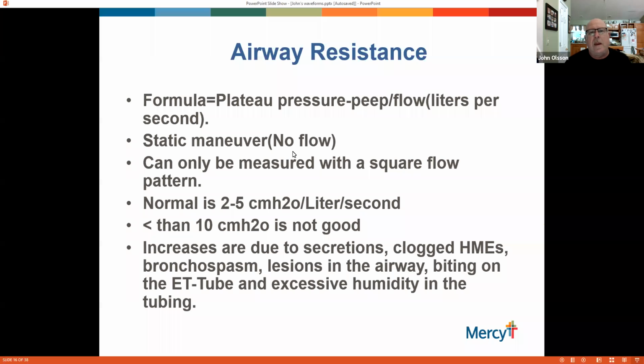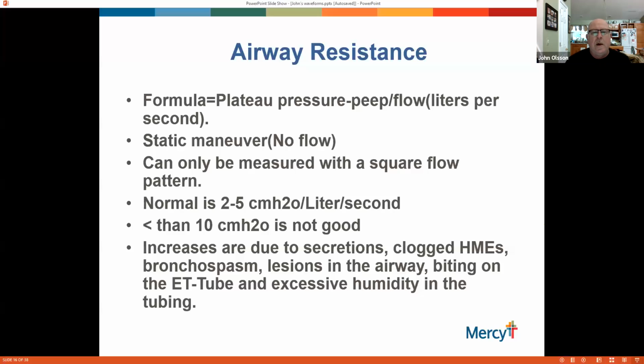Again, this is a static maneuver. I need plateau pressure, so there's no flow. It's not a dynamic thing. And we can only measure it in the square wave. Normal is about 2 to 5 centimeters of water pressure per liters per second. But if you have greater than 10, it means that there's some kind of problem there.